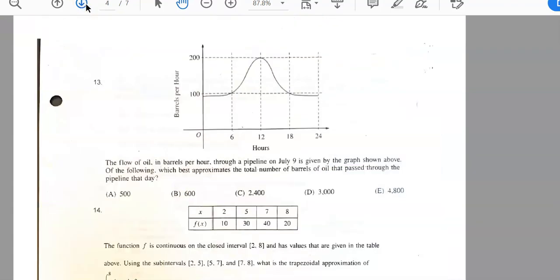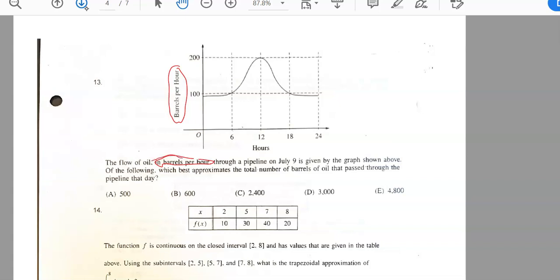13, the flow of oil in barrels per hour. It's important, so that's our unit here. Through a pipeline on July 9th is given by the graph shown above. Of the following, which best approximates the total number of barrels of oil that pass through the pipeline in that day?